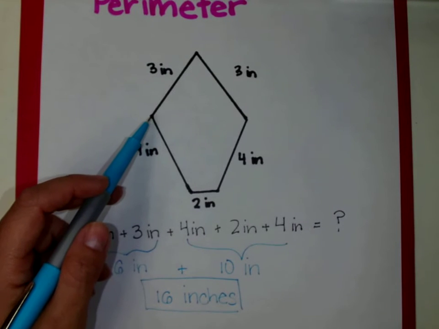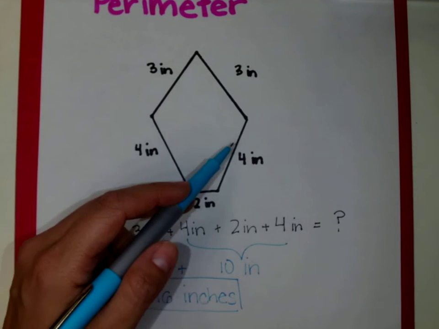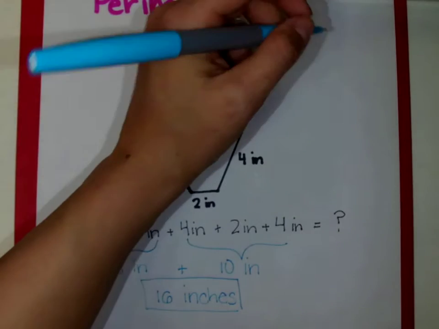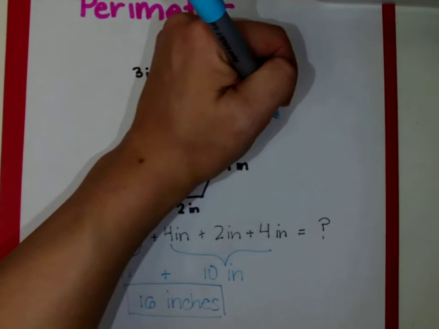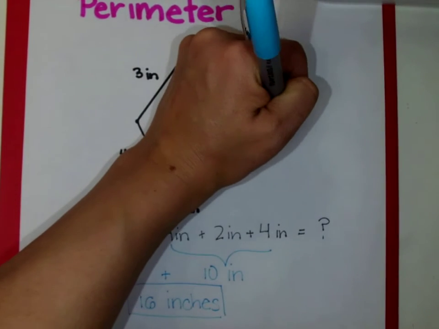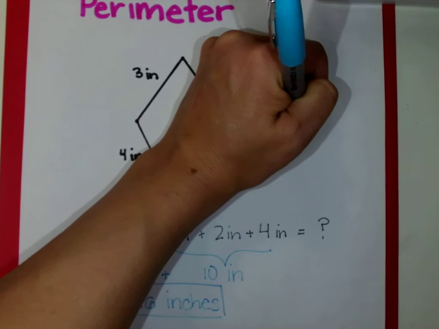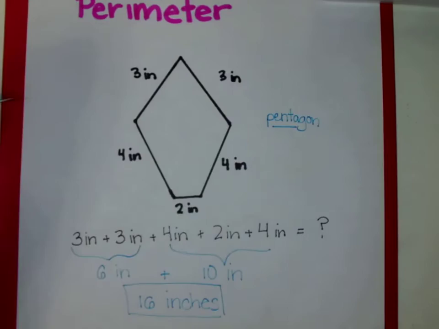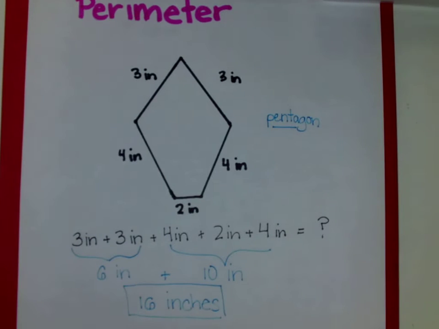Let's count the sides of this polygon. 1, 2, 3, 4, 5. There's 5 sides for this polygon, so just for some extra credit, if we wanted to label this polygon, what would we call it? A pentagon, because penta means 5.